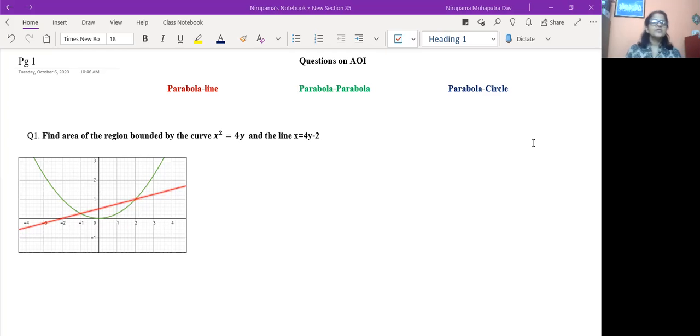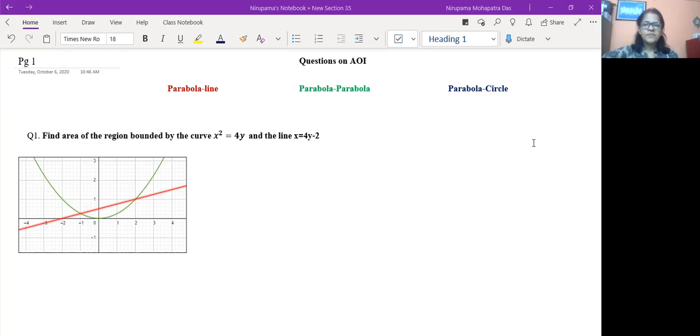I have considered the first two questions on the area of the region bounded by a parabola and a line. The first question is: find the area of the region bounded by the curve x square equal to 4y, which is the parabola, and the line x equal to 4y minus 2. Going to the steps of solution, step 1 is drawing the rough sketch.